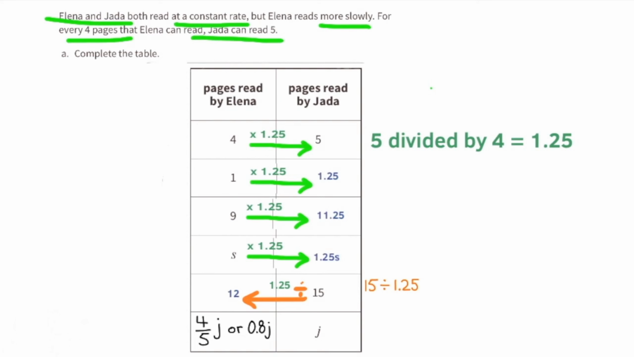When Elena reads 9 pages, Jada reads 11.25 pages. When Elena reads S number of pages, Jada reads 1.25 times S number of pages. And when Jada reads 15 pages, Elena reads 12 pages. When Jada reads J number of pages, Elena reads 4/5 or 8/10 of J number of pages.